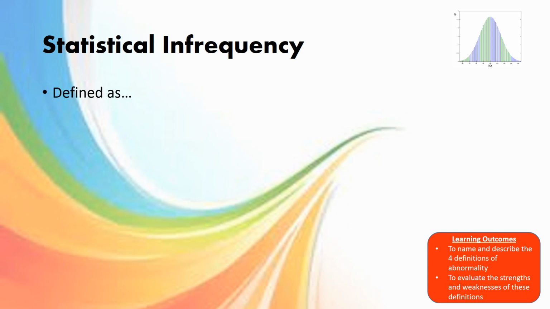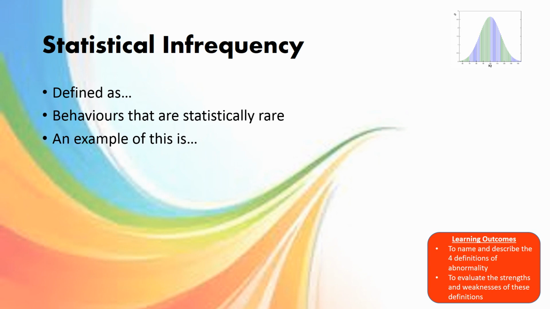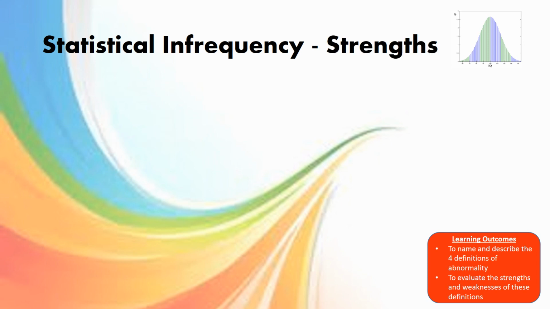So the last definition we're going to have a little look at today is statistical frequency. Remember that this is defined as behaviours that are statistically rare. You can see it there up in the corner, with most behaviours falling within that middle hump, and then the rare behaviours kind of come off to the side. So an example for this is IQ. You can have people who are statistically very low in IQ, or you can have people who are statistically very high in IQ.